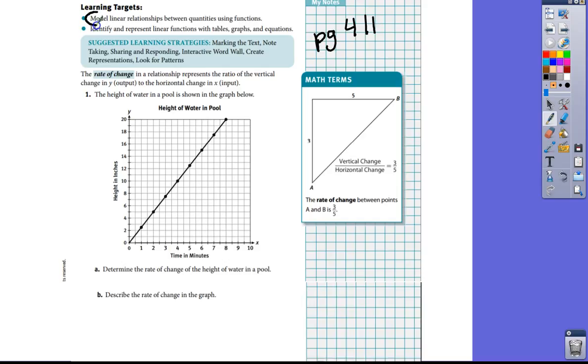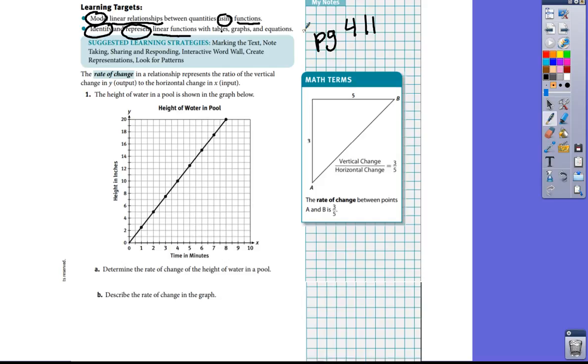So we're going to model linear relationships between quantities using functions. Then we are going to identify and represent linear functions with tables, graphs, and equations. We've been doing a lot of this already. This is kind of just a review lesson.